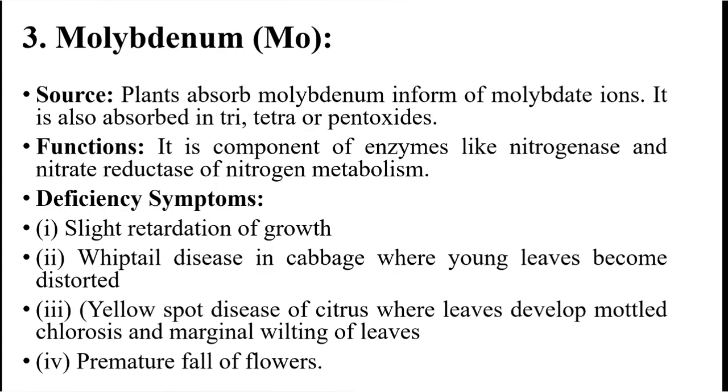Then molybdenum. Plants absorb molybdenum in the form of molybdate ion. It is also absorbed in trioxide, tetroxide and pentoxide forms. Its functions include being a component of enzymes like nitrogenase and nitrate reductase of nitrogen metabolism. Deficiency symptoms include slight retardation of growth, whiptail disease in cauliflower where young leaves become distorted, yellow spot disease of citrus where leaves develop mottled chlorosis, and marginal wilting of leaves occurs. Then premature fall of flowers.